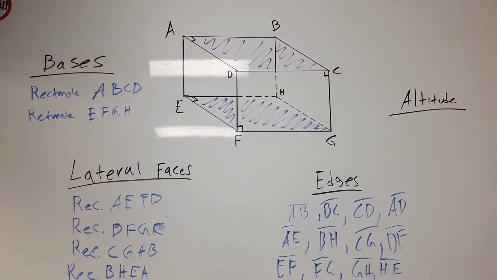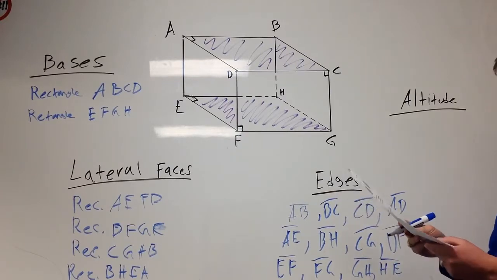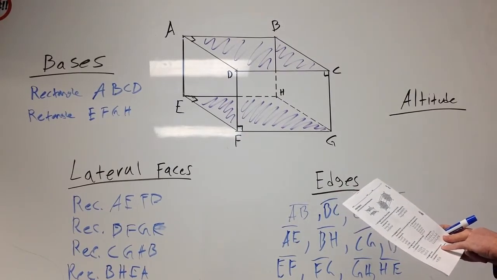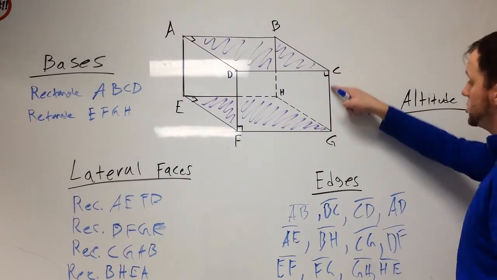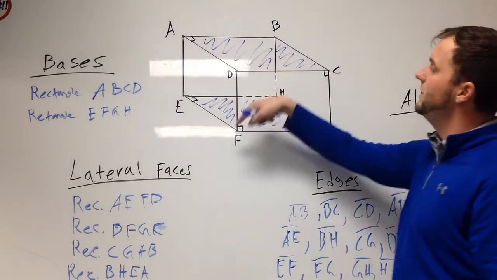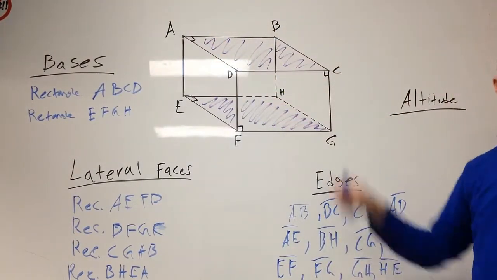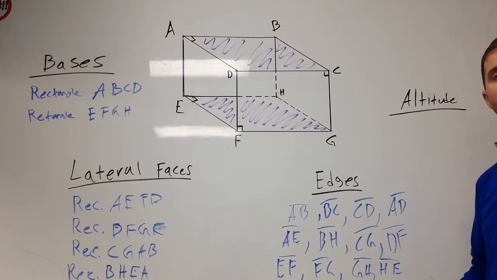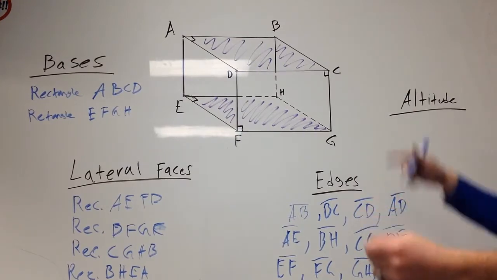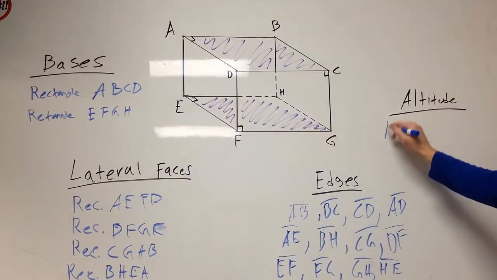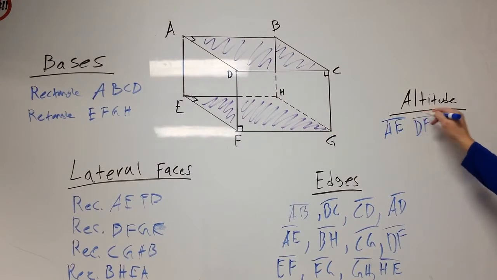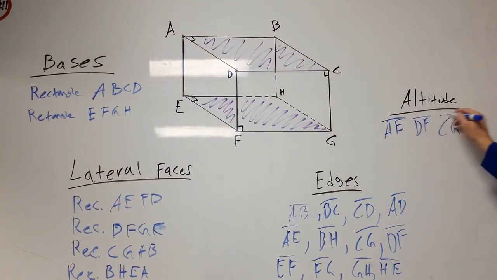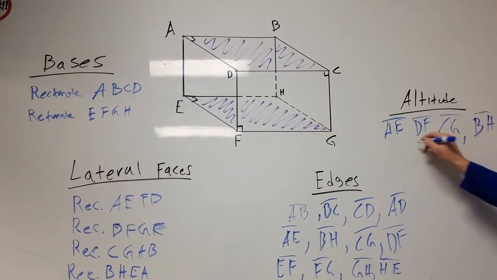Okay? And then lastly, on number 4, it wants me to name the altitude. Remember, it says the altitude is the line segment that connects the two bases at a 90-degree angle. So if you look here, each one of these edges in between the two bases are going to meet the bases at 90 degrees. So these are all going to be my altitude, which is also known as the height. So in this shape, AE is going to be an altitude, DF is going to be an altitude, CG is going to be an altitude, and BH is going to be an altitude. So all 4 of these are going to be an altitude.